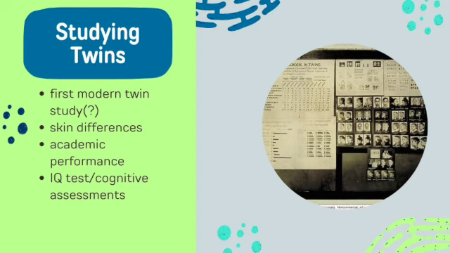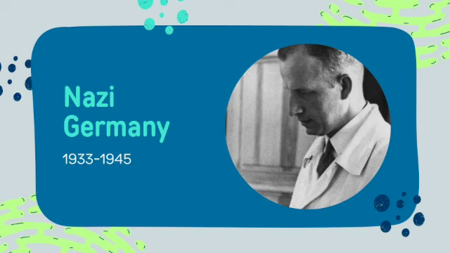So all three, Jablonski, Merriman, and Simons, came to the conclusion that identical twins have more similarities than fraternal twins. And so now we are going to talk about Nazi Germany from 1933 to 1945, and how they did twin studies.